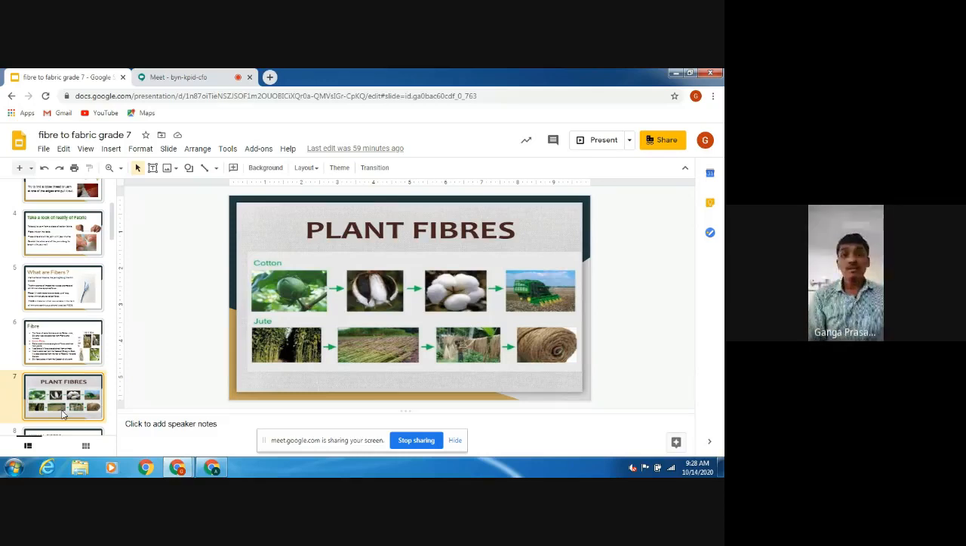So from that we get cotton fiber. If you observe the second and third picture, you will understand. From the cotton fruit we get cotton fibers. Is it clear?